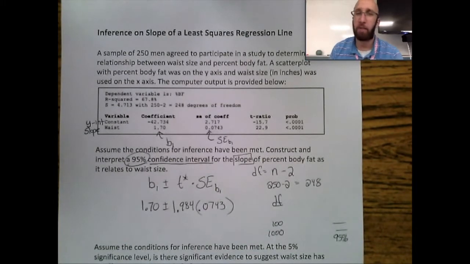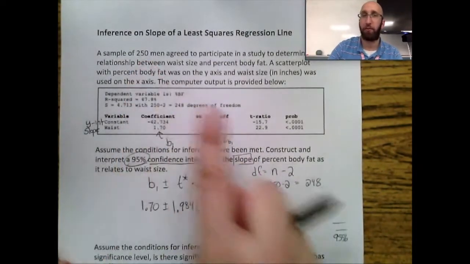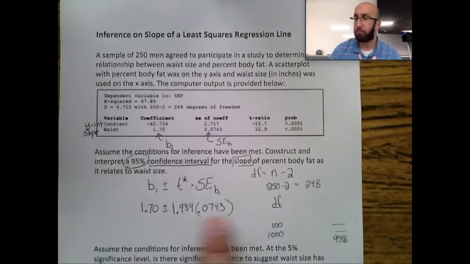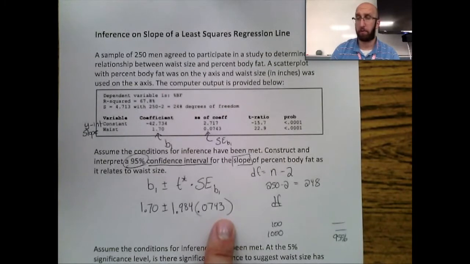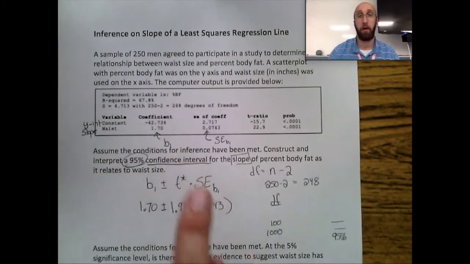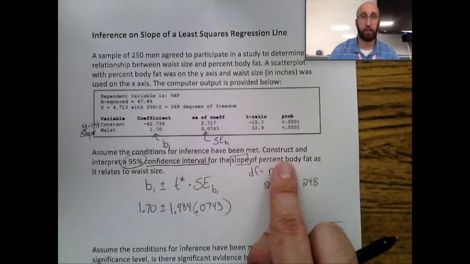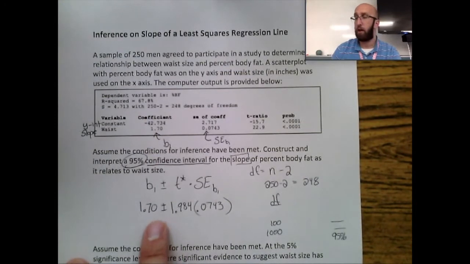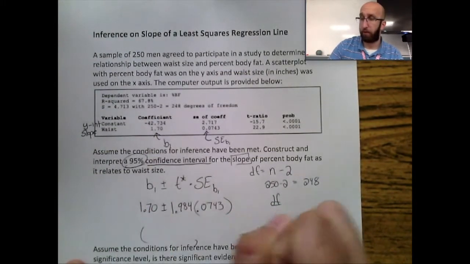I would guess for an AP exam, they're probably going to use a degrees of freedom that's much, much smaller that you can definitely look up. This is your confidence interval for that slope. Okay, so we're 95% confident that the true population slope of percent body fat as it relates to waist size is this interval right here. Now you're like, well, that's not really an interval. It is, it's just not computed out. If you really wanted to calculate the full interval, you can do that.